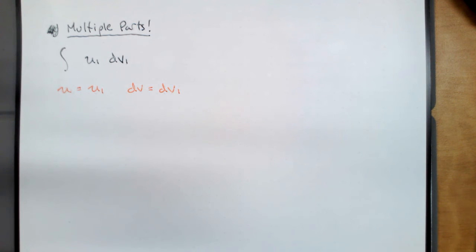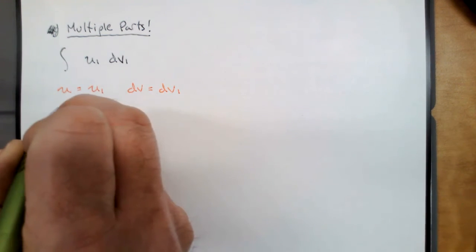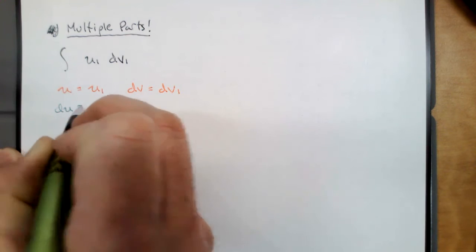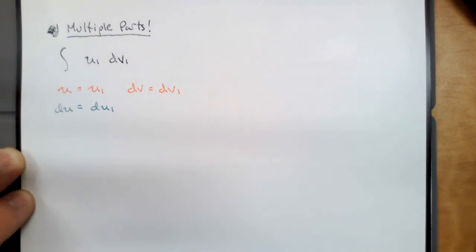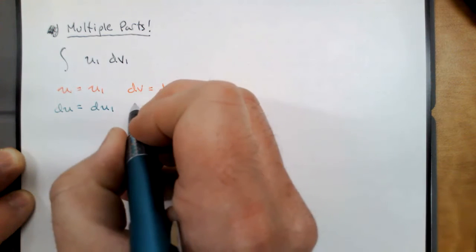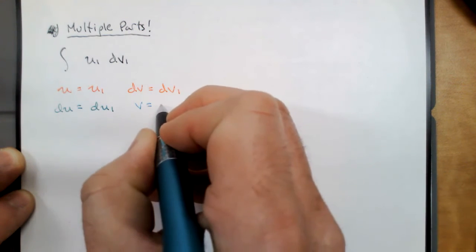So we start with our first set, U1 and dV1. Step 1, givens. Step 2, find. So du is du1 and v is v1.